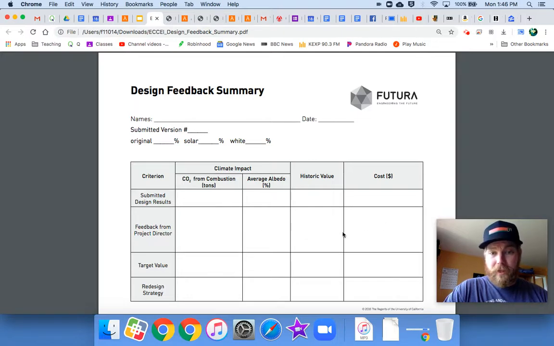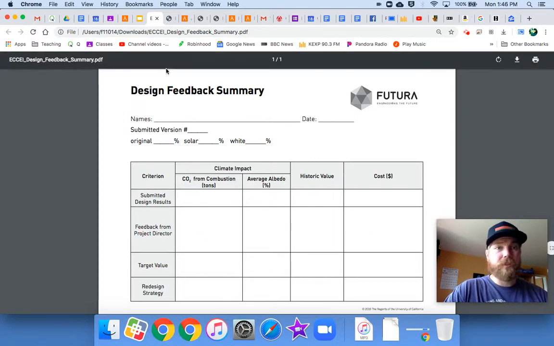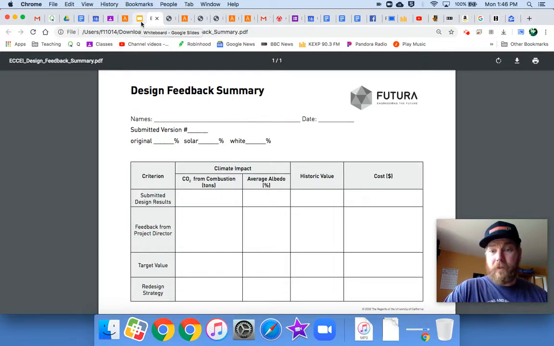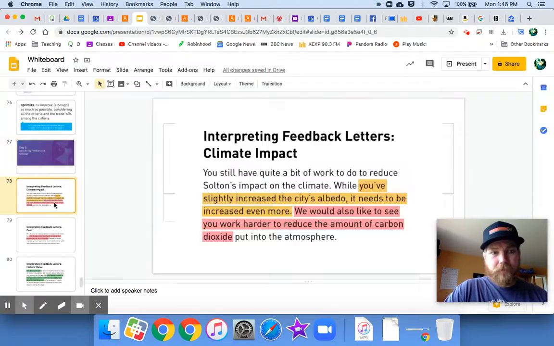Now, this part right here, let's talk about this. Feedback from the project director. Depending on what feedback you got, it's going to be different for what you put in here. Let's look at some examples really quick. The first one, let's look at climate impact. So here's an example of what Marcos may have told a group. You still have quite a bit of work to do to reduce Sultan's impact on the climate. While you've slightly increased the city's albedo, it needs to be increased even more. We would also like to see you work harder to reduce the amount of carbon dioxide put into the atmosphere.